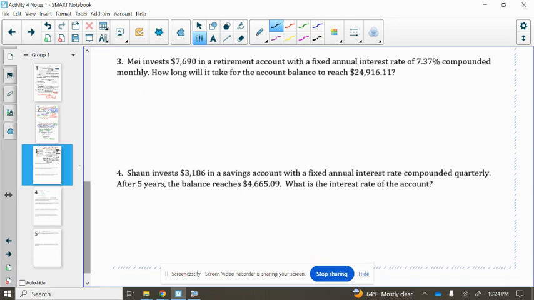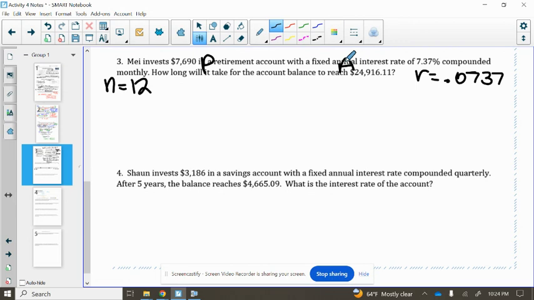All right, our next example involves Mai. And what Mai is doing is she's investing a principal amount of $7,690 into a retirement account with an interest rate of 7.37%, aka 0.0737. This time it's being compounded monthly, so 12 times a year. We want to know the time it's going to take to reach our final amount of over $24,000.